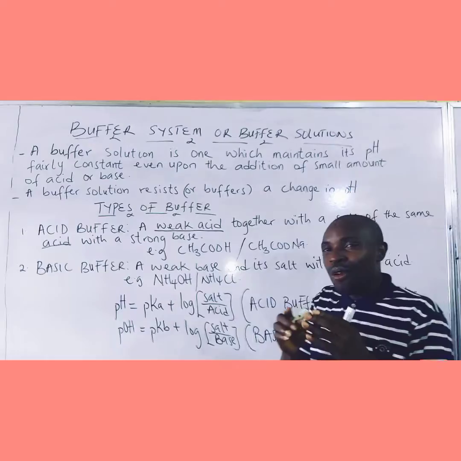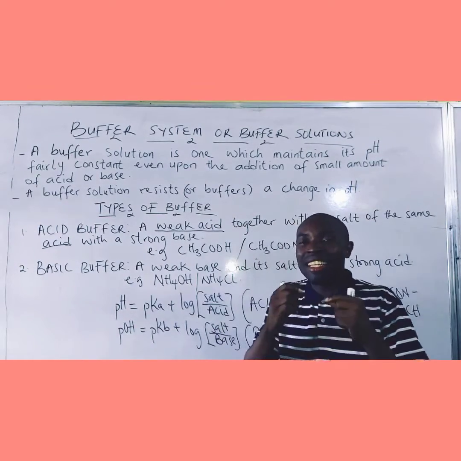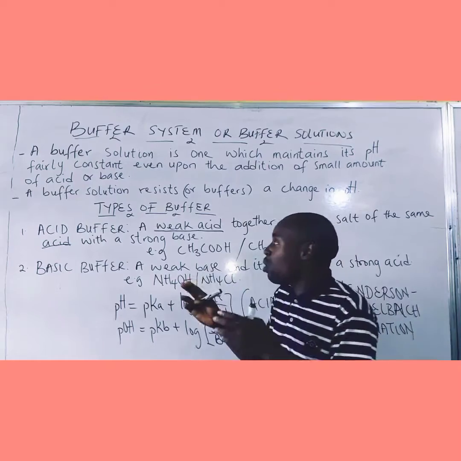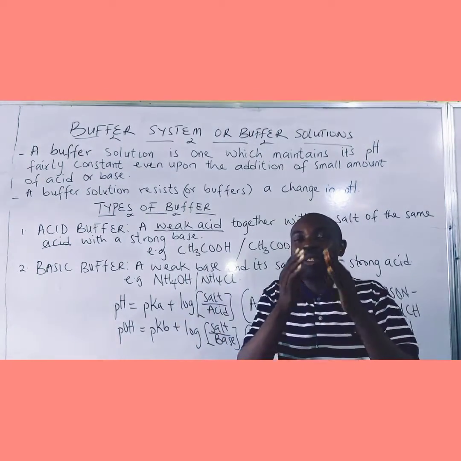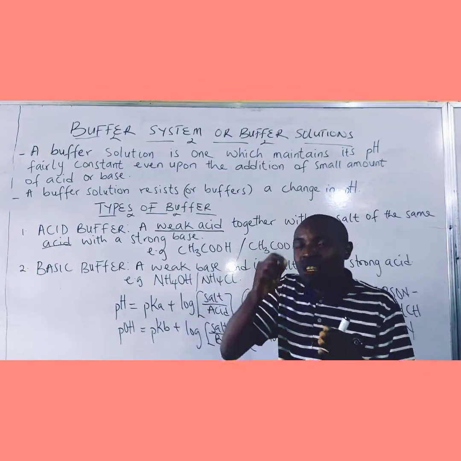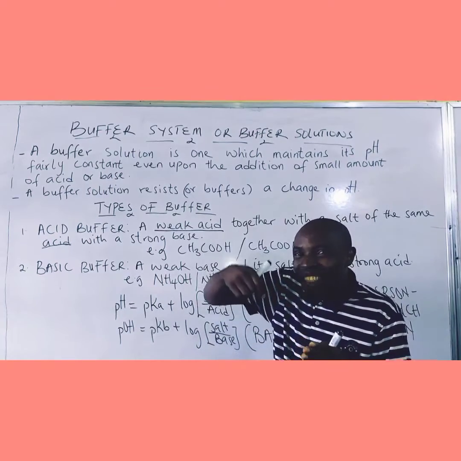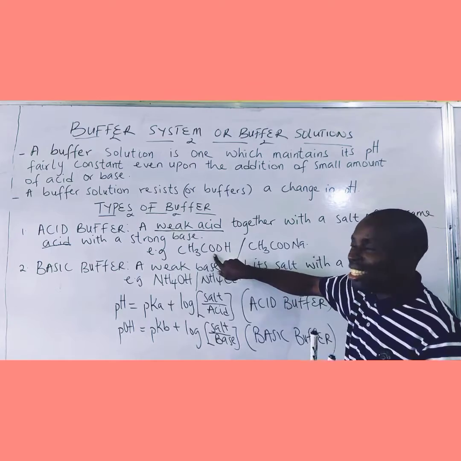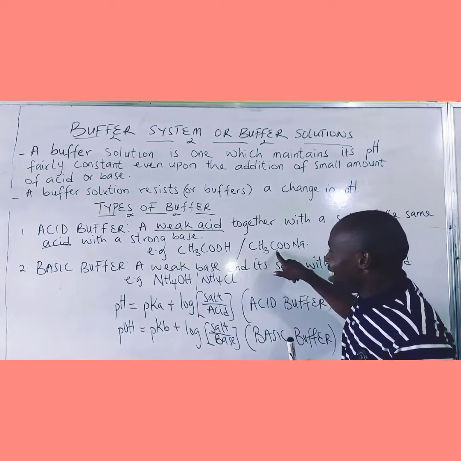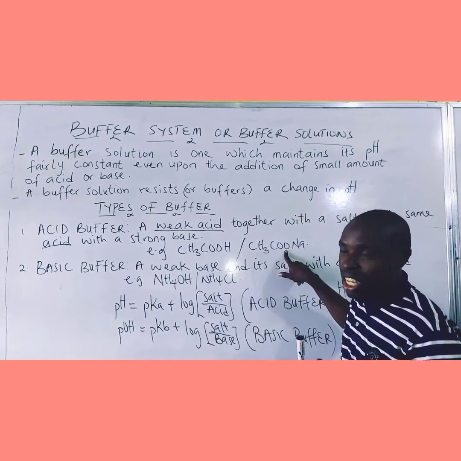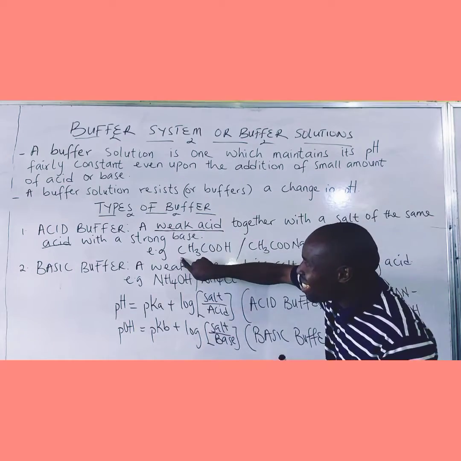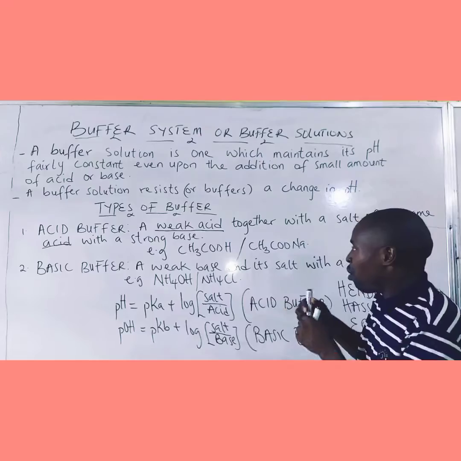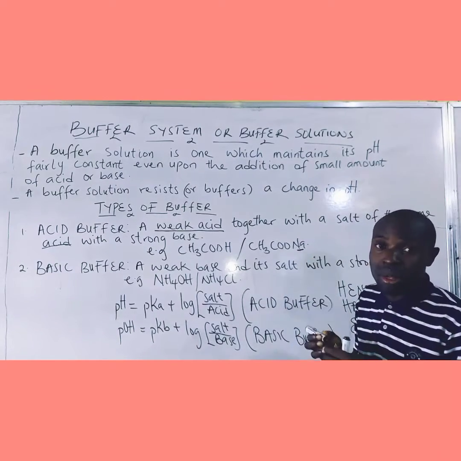That is to say, when a weak acid is reacted with a strong base, it gives you the acid salt. A very good example is ethanoic acid and sodium ethanoate, in which this acetic acid is reacted with a strong base; of course, this sodium is coming from a strong base.